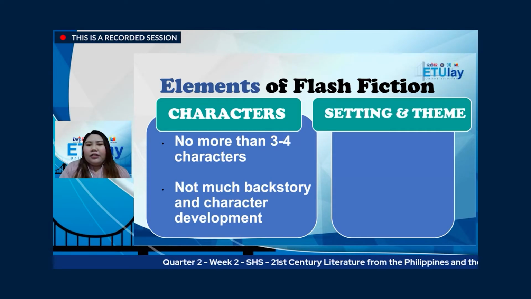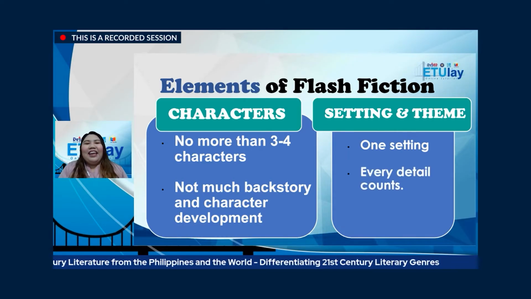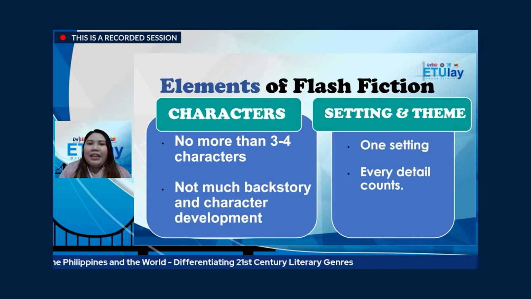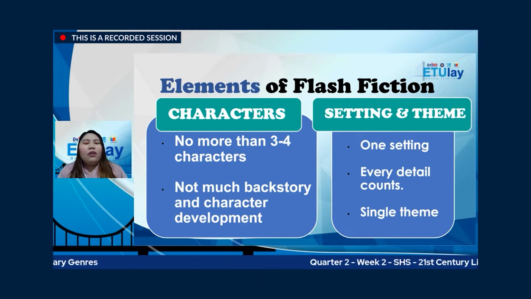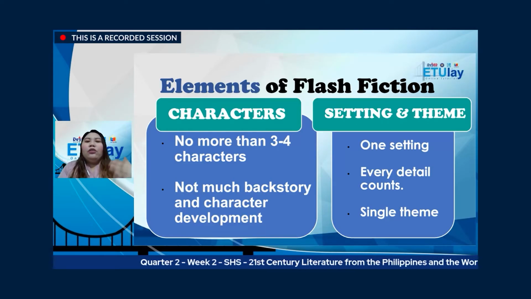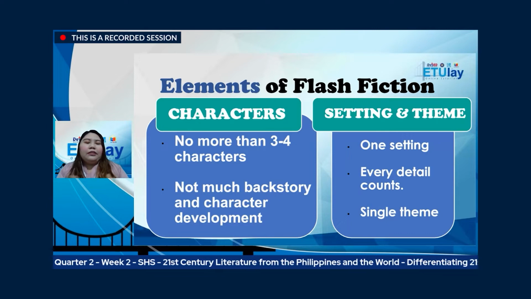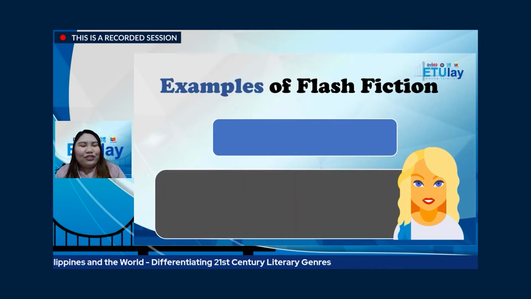And apart from characters, we also have setting and theme. Of course, one setting for one short piece, every detail being counted, and there is a single theme, only one. If you started with love, then it's all about love. If you started with a tone of melancholy or being so sad, then all throughout, that's the theme. Okay? And let's try to check some examples of flash fiction.